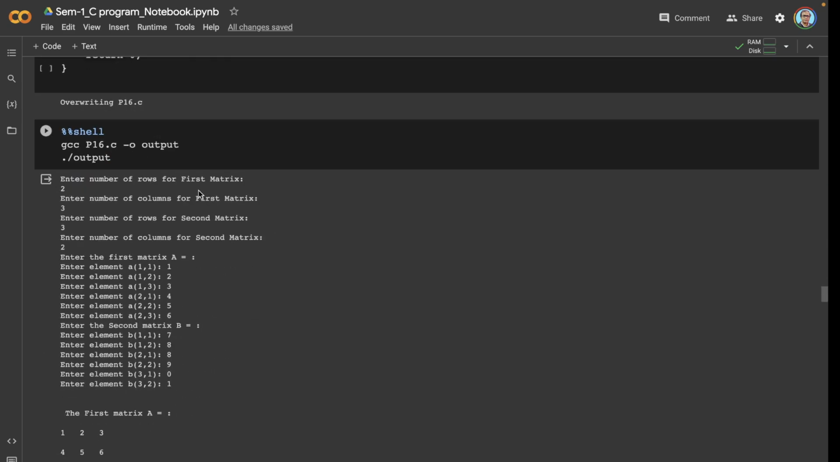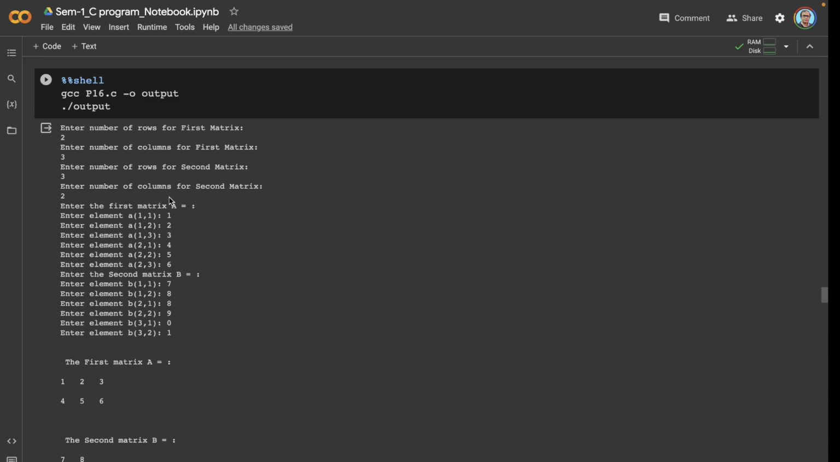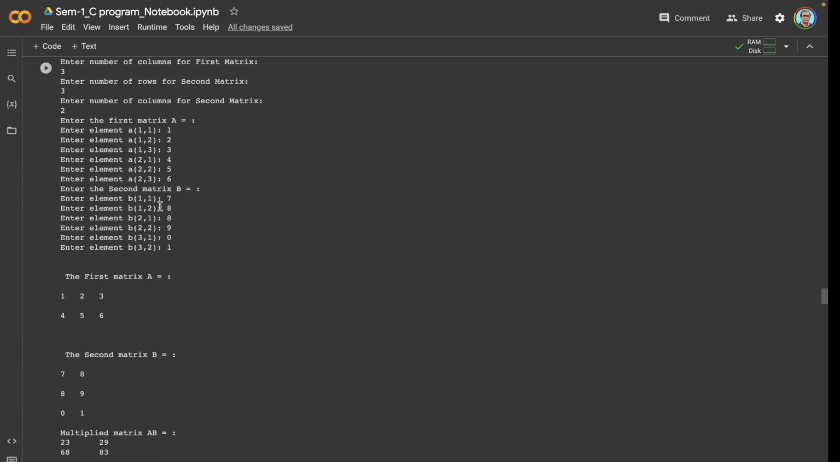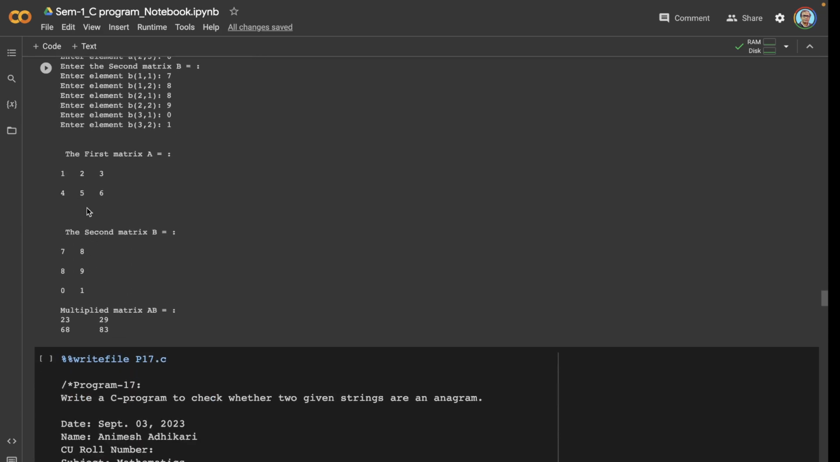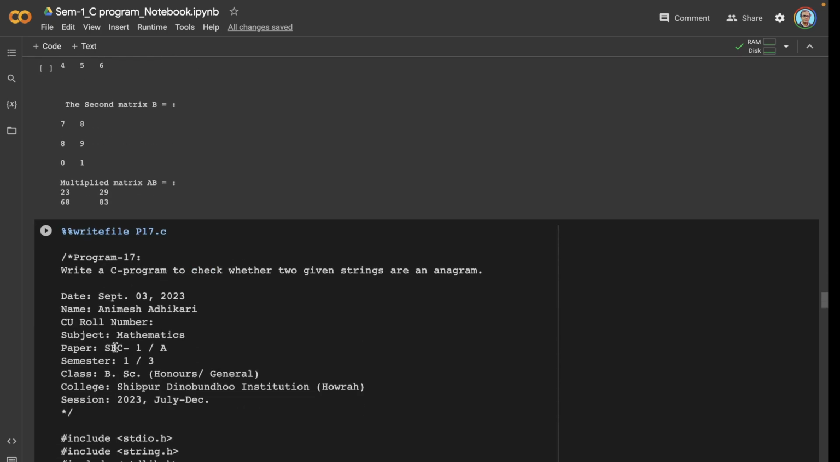So here the first matrix is 2 by 3 and the second matrix order is 3 by 2. For the first matrix A, we put A1 1, A1 2, A1 3, A2 1, A2 2, A2 3 as elements, and for the second matrix B we entered this type of elements. The first matrix is this, the second matrix is this, and since it is 2 by 3 times 3 by 2, the multiplied matrix is a 2 by 2 matrix, so multiplied matrix AB equals this.